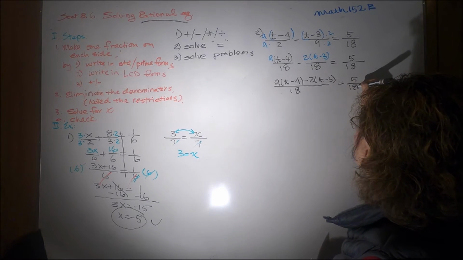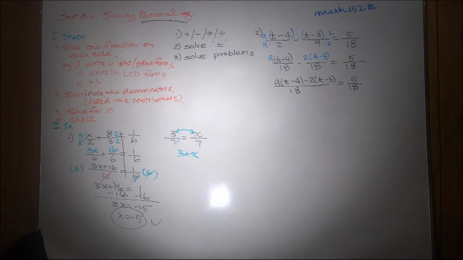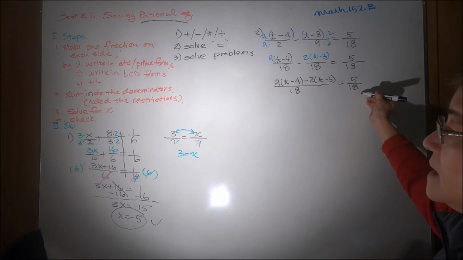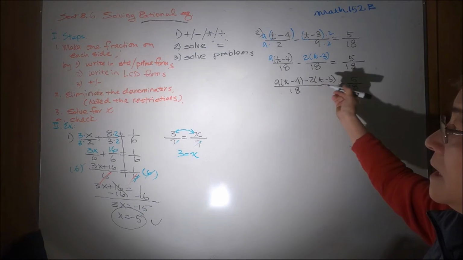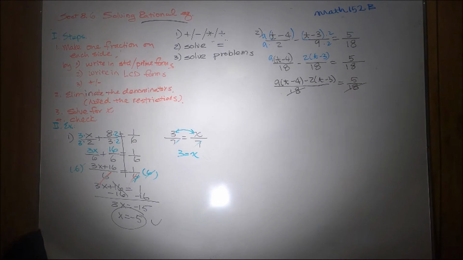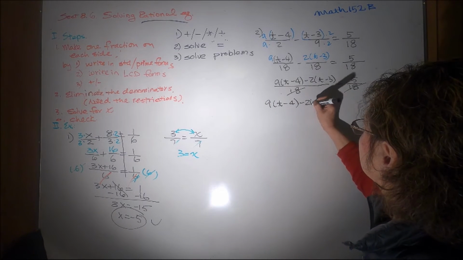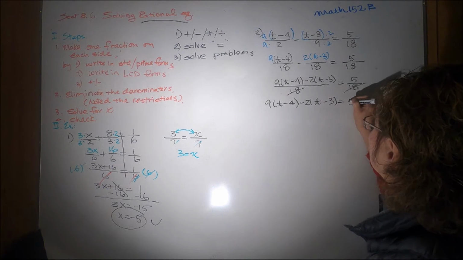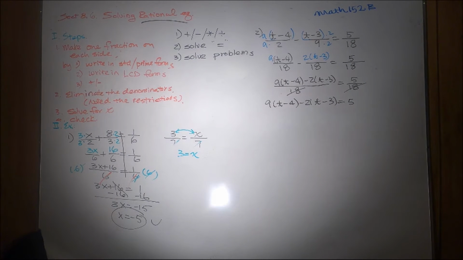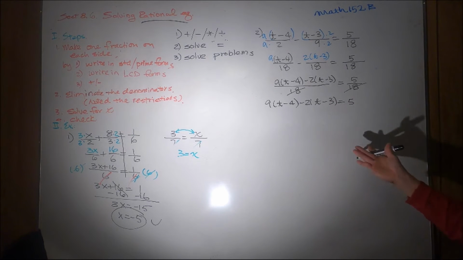Then we make a single fraction this way, writing in LCD form. Then we combine the numerators. Since they have the same denominator, 18 is 18, there is no restriction yet. So we can just leave them alone and get rid of it. Then we write it this way. From the beginning you had fractions, now you don't. Then you can just solve it.